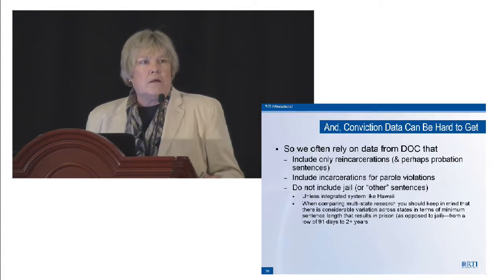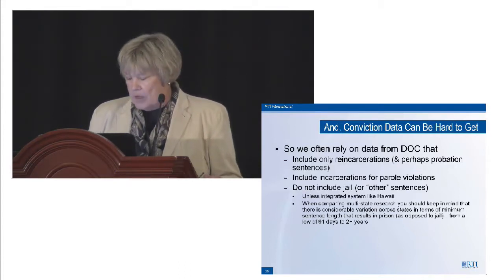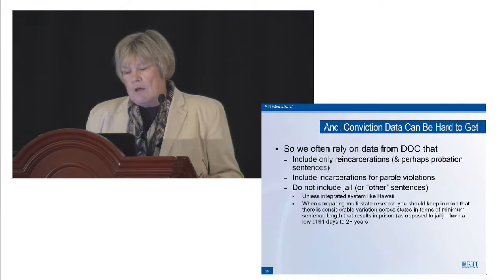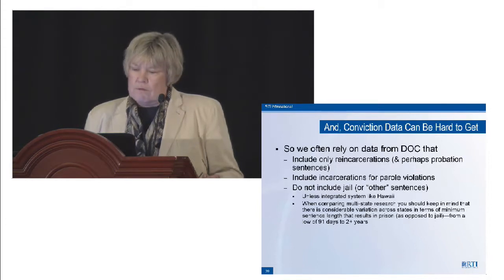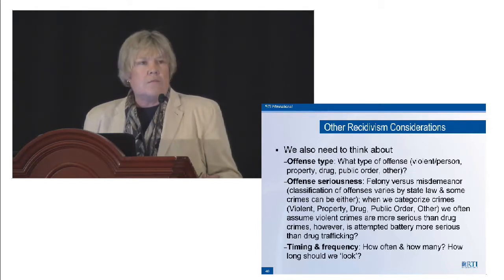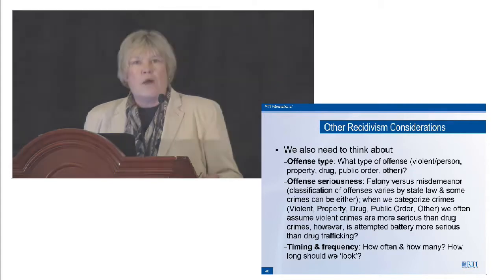They're going to include not only new criminal activity, but also violation activity. And except for a few exceptions where you have integrated jail and prison systems, they're not going to include jail sentences. But once you even measure that, there are other considerations: offense type, offense seriousness, timing and frequency. How do we take those things into account when we're thinking about recidivism?